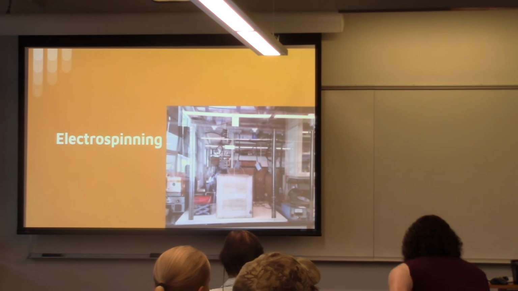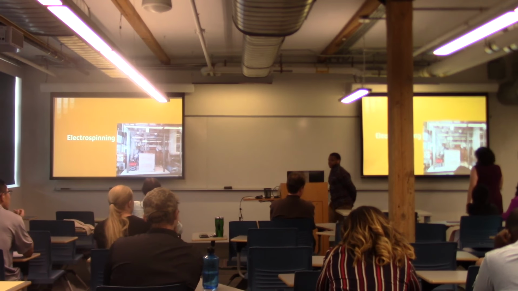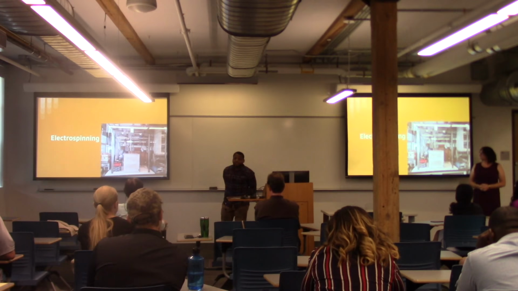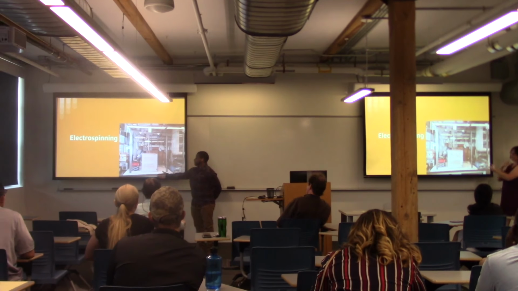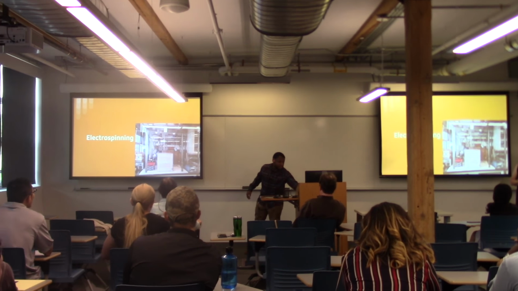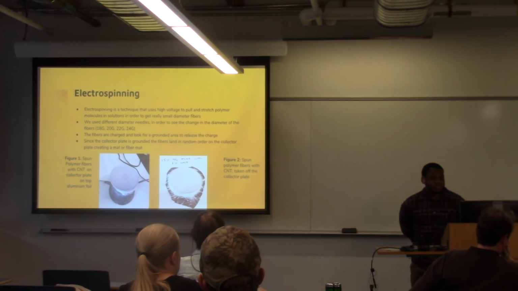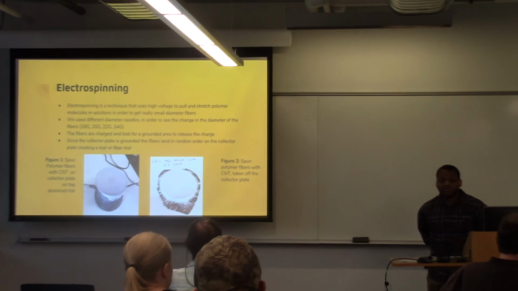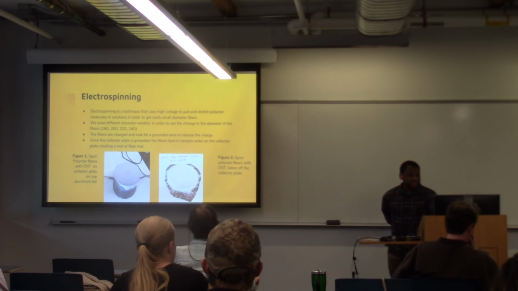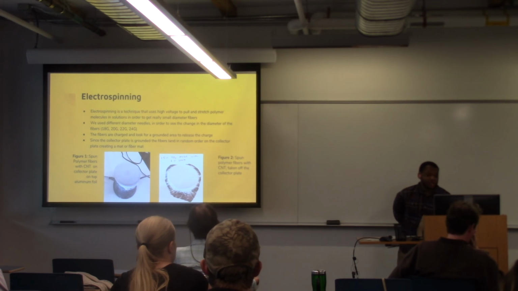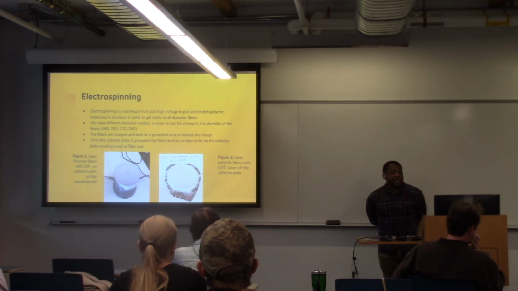And now we'll talk about another technique, electrospinning. Part of the process is on the left. As you can see, we have the setup right here. It's a technique that uses high voltage in order to coat the polymer molecules and make them go down as fibers. We use different diameter needles in order to change the fibers. We use 18 gauge, 20 gauge, 22 gauge, and 24 gauge.